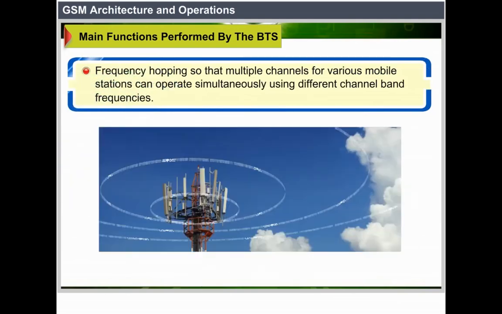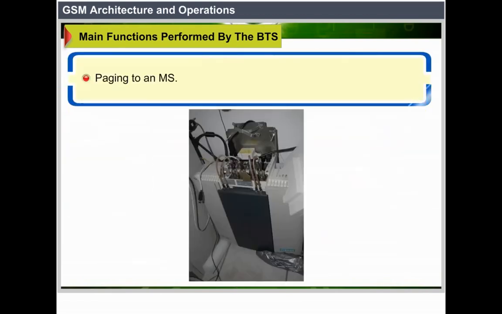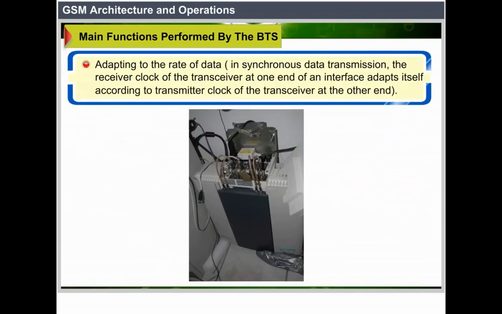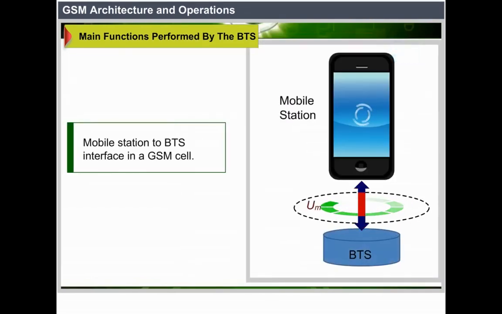Frequency hopping, so that multiple channels for various mobile stations can operate simultaneously using different channel band frequencies. Encryption and decryption of data. Paging to an MS. Adapting to the rate of data: in synchronous data transmission, the receiver clock of the transceiver at one end of an interface adapts itself according to the transmitter clock of the transceiver at the other end. This is the mobile station to BTS interface in a GSM cell.